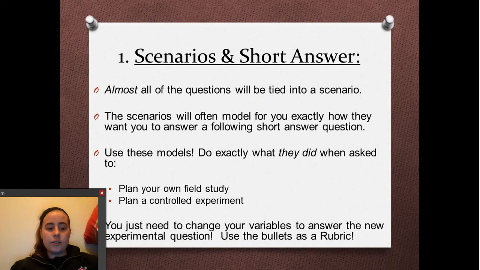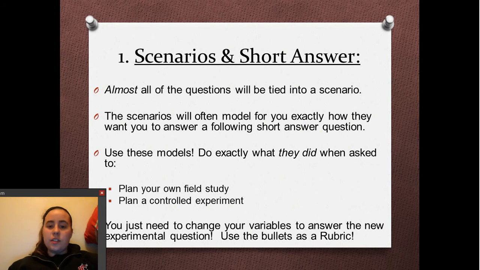Alright, so we're going to talk through each of these different types of questions one by one. So the first type are scenario and short answer questions. Even though short answer questions are given related to a scenario, it's important that you recognize that almost 100% of the questions on the biology EOC are in fact tied to a scenario. Even multiple choice questions will come out of some small reading that you've done.